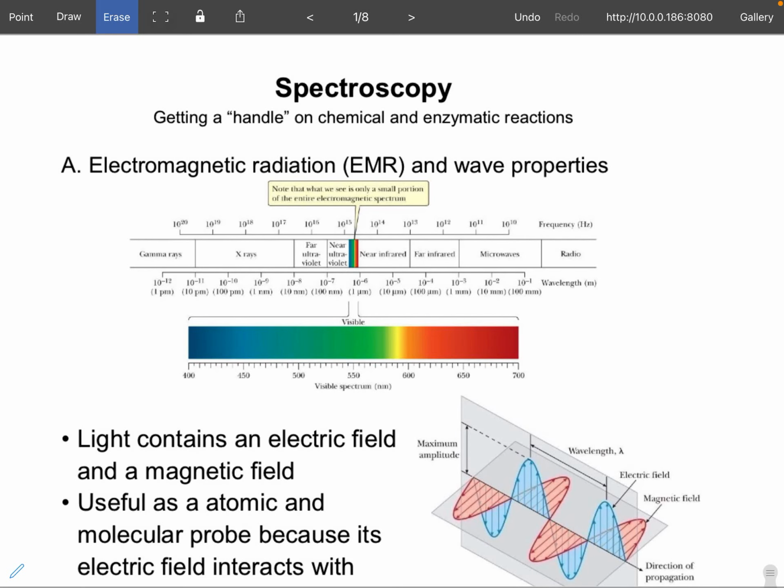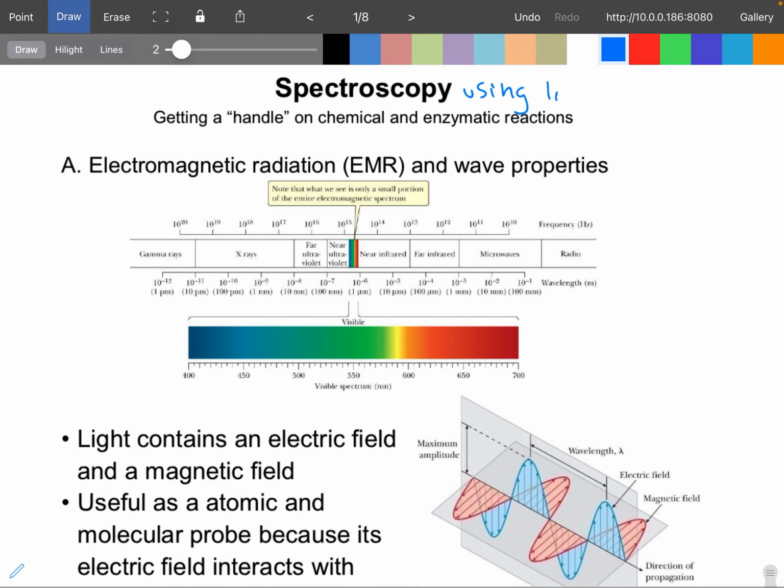All right, spectroscopy is a process of using light to probe molecules. They're going to interact with light. That's going to be the handle that enables us to see what's going on. And so light is, of course, synonymous with electromagnetic radiation.